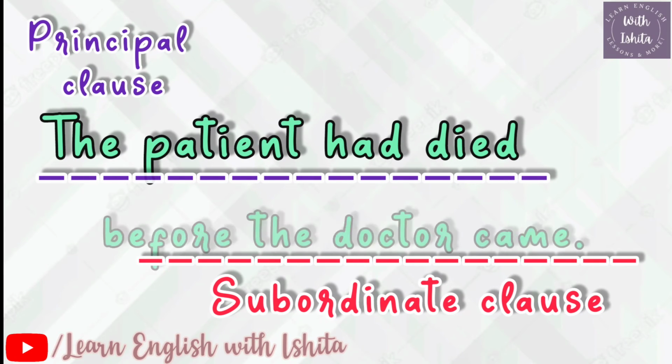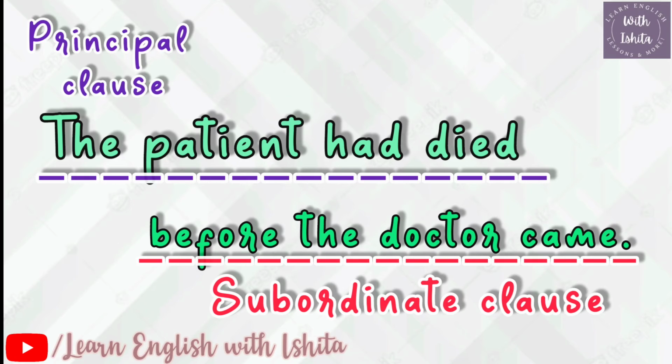After that, the patient had died before the doctor came. In the sentence, the patient had died is the principal clause or independent clause, and before the doctor came is the subordinate clause or dependent clause, because before the doctor came has no meaning on its own.